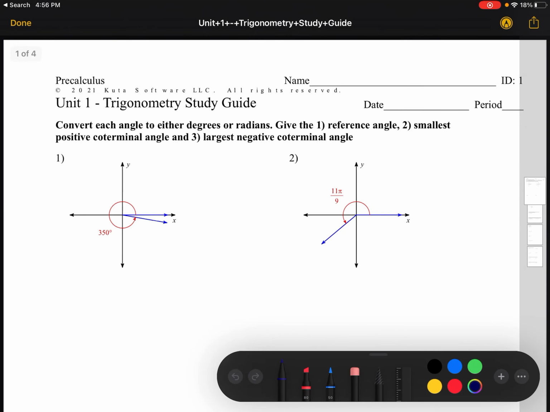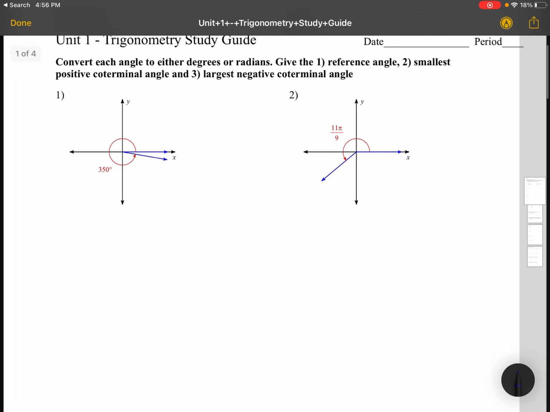Hey, so in this video, we're going to cover the Unit 1 study guide. All right. So for this, we're supposed to convert each angle to degrees or radians based on how it's given, and then give the reference angle. We're going to give the reference angle and these coterminal angles in the converted angles form.